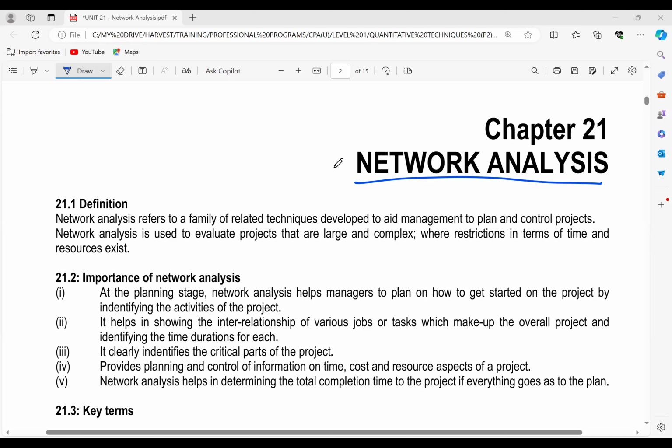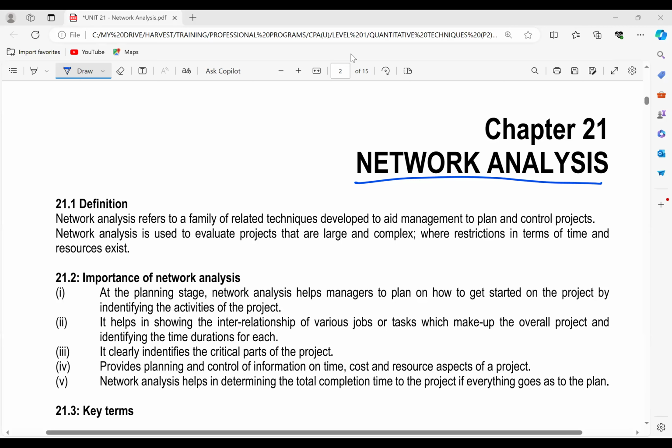So network analysis is yet another technique. Another technique that is used in management or by managers to aid project contracts or projects for that matter, especially in understanding the duration of the project, the cost of the project, and the resource requirements.